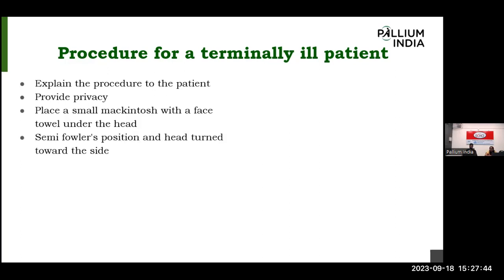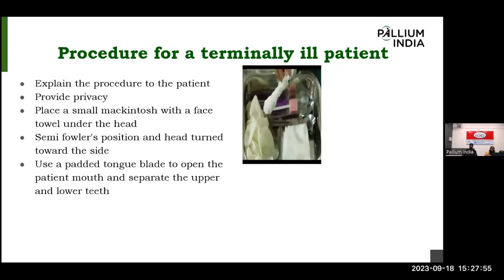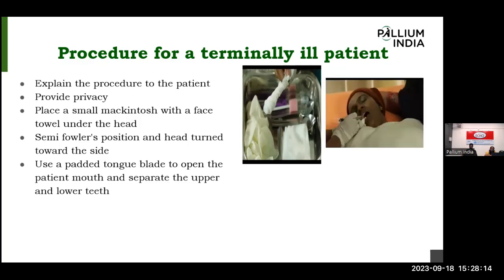And we have a small video on that, I will show you that. Provide a semi-Fowler's position and head turned towards one side, so that all the secretions will roll out. And use a padded tongue blade. So we need two spoons. On one spoon, the handle is wrapped with a gauze piece and tied. You can use that for opening the mouth, and the other spoon you can use for cleaning the mouth.